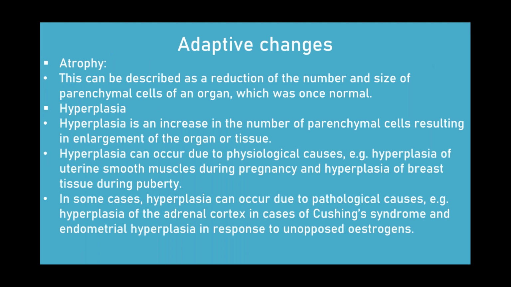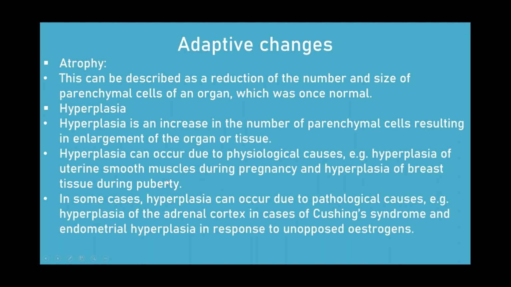So now we'll discuss the adaptive change. Here, what is meant by atrophy? Atrophy can be described as a reduction of number and size of parenchymal cells of organs which were once normal. Hyperplasia is an increase in the number of the parenchymal cells, and hyperplasia can also be due to physiological causes. It can occur, for example, as hyperplasia of uterine smooth muscle during pregnancy and hyperplasia of breast tissues during puberty.